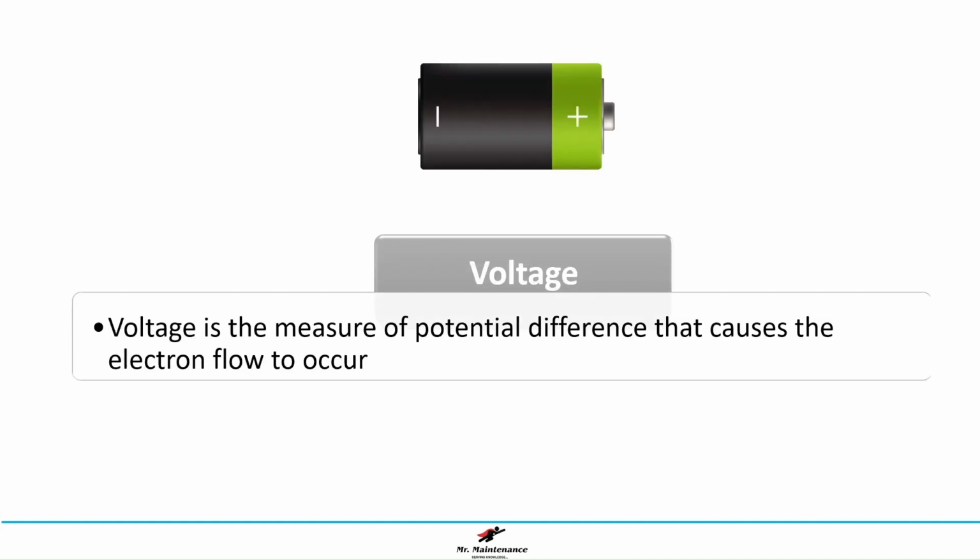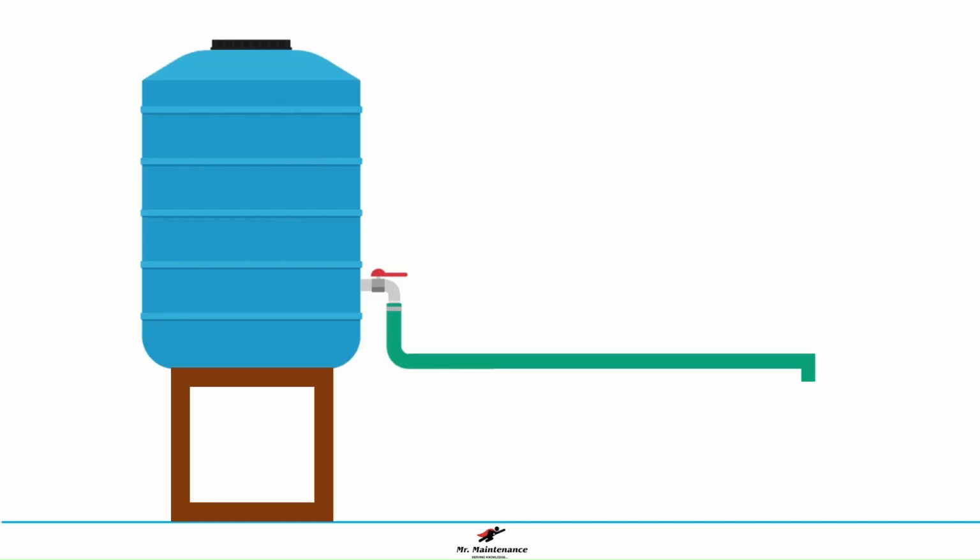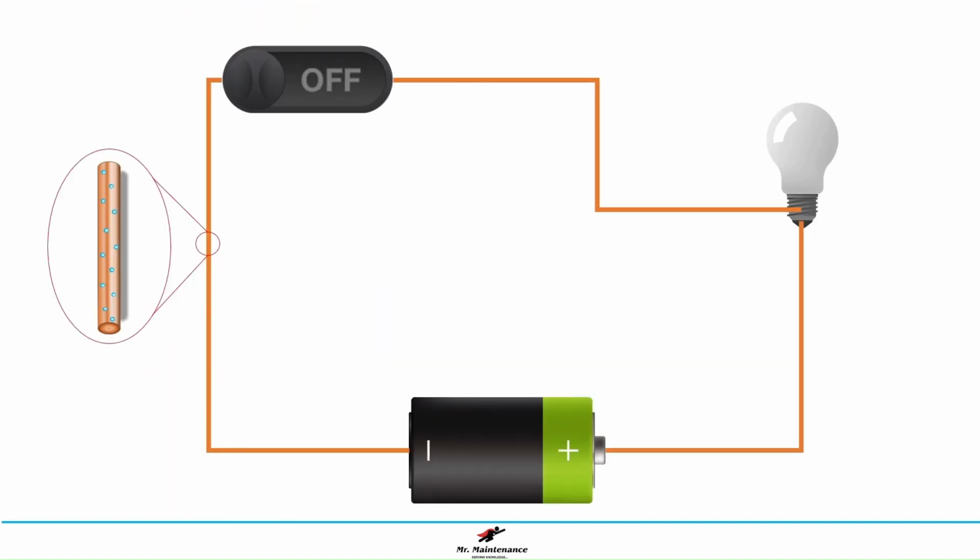The force exerted by the battery source to create this flow is known as potential difference, which is measured in voltage. What happens if the valve is partially opened? Water will start flowing at a slower rate when compared to the flow in the previous case. This is what happens to the current flow in reality.